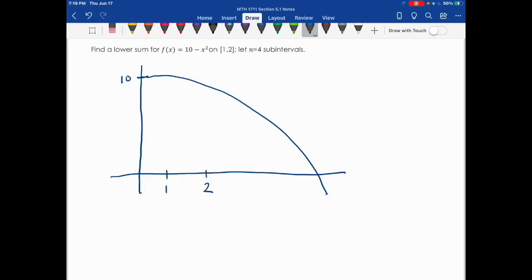And on the interval between 1 and 2, we need to make 4 subintervals. So first, let's figure out what the length of those subintervals are. So from 2 to 1, that's a length of 1, and then I'm going to divide by 4 to find the width. That's going to give me 0.25. So that's going to be the width of my rectangles. So this is 1.25, 1.5, 1.75.